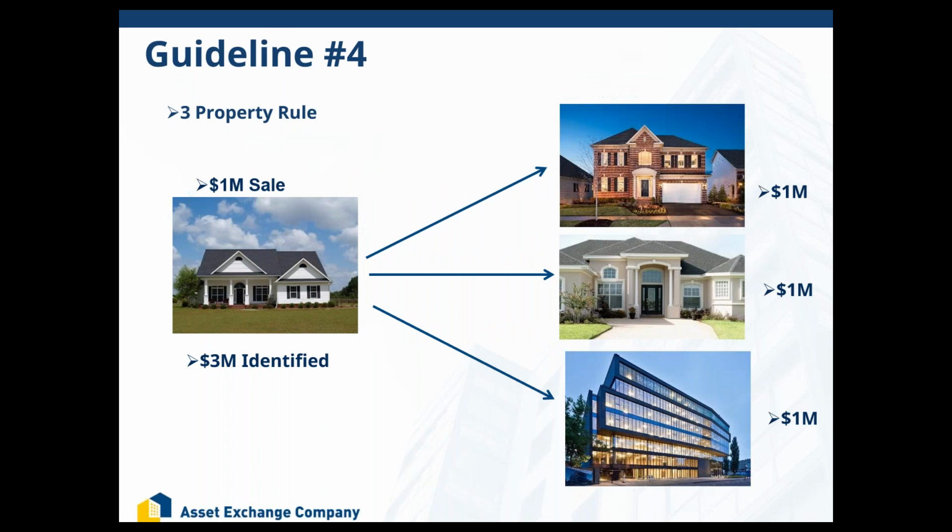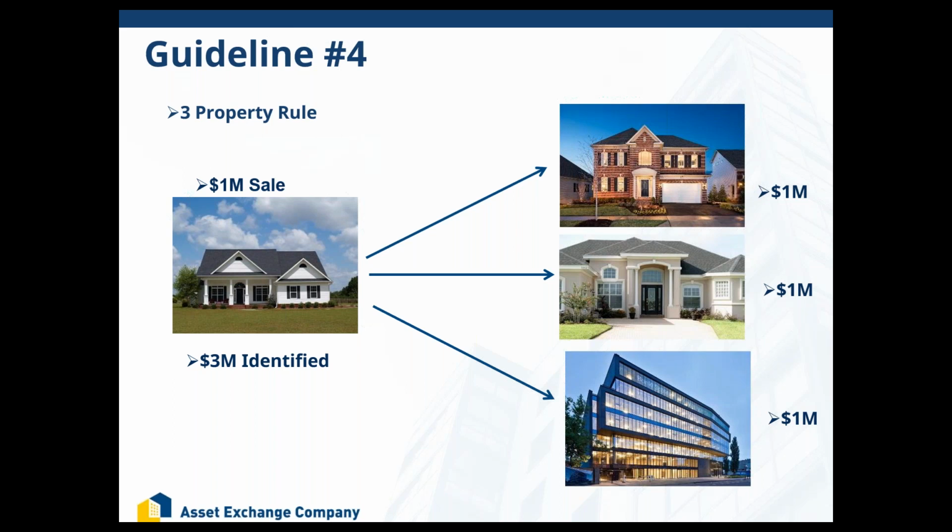Okay. Now here's the three property rule again. The three property rule is you can identify up to three properties without regard to the fair market value. So those purchase prices can be any dollar amount. It does not matter as long as it's three properties or less. So here's an example of how it can work. We sell for $1 million.